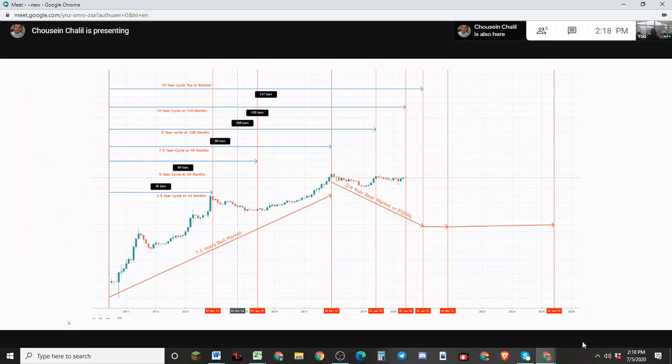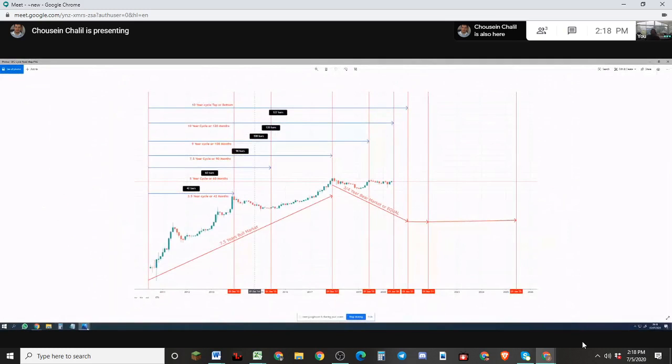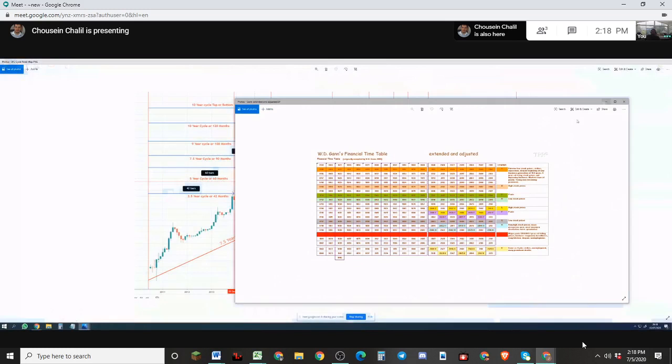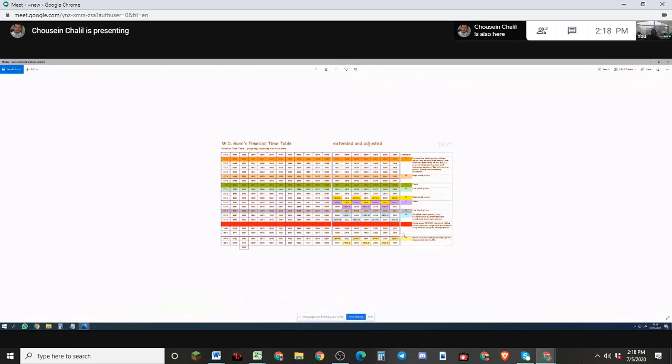But there is another chart which Gann made before. This is a financial timetable. Zoom in on that.